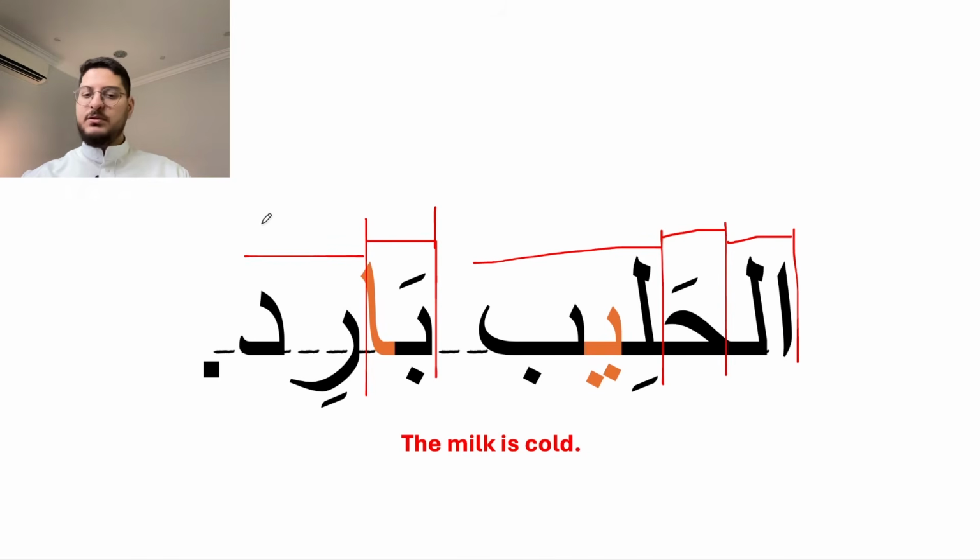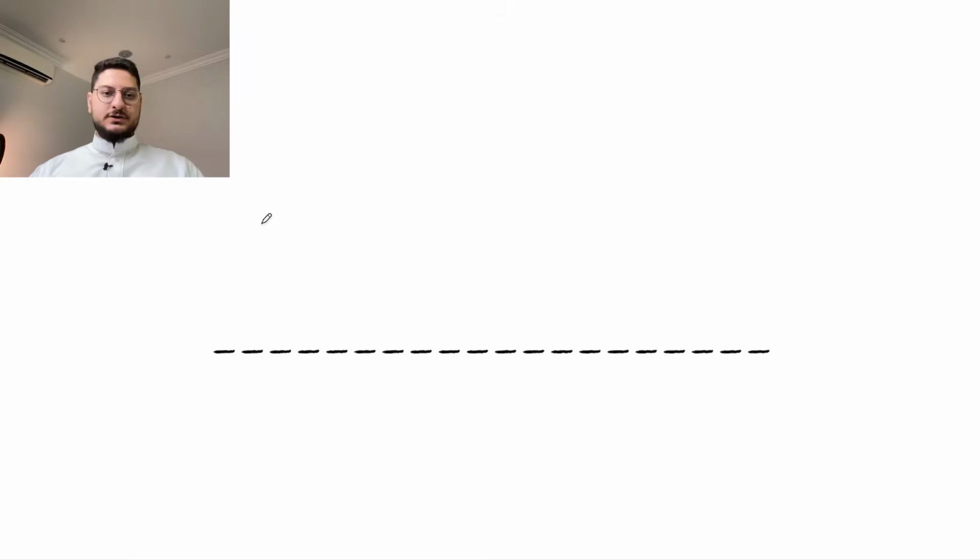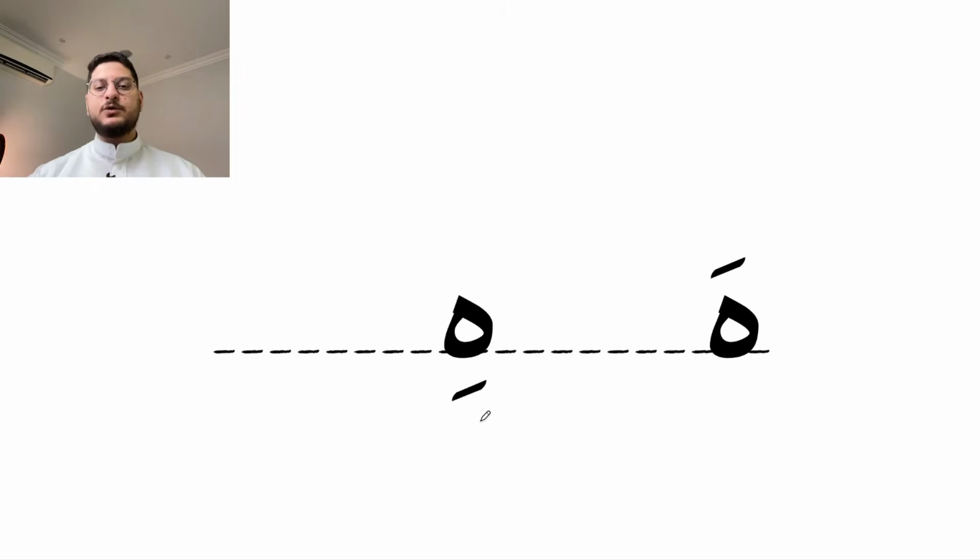Il halib barid. Now let's look at this letter, which is very essential in Arabic. It looks like a circle, and this is ha. So this is the regular ha, the same one we have in English in words like house or hammer, right? Now, ha with a kasra would be he, as in the pronoun he in English, right? And then ha with the dhamma is who, as in the question who in English. So this is ha, he, who, and be careful.